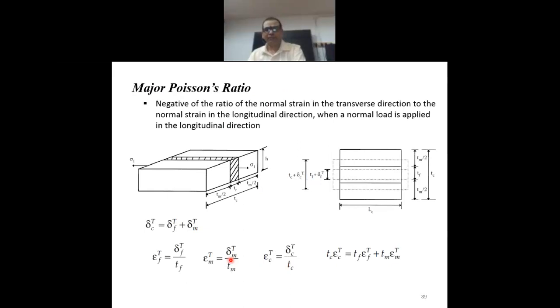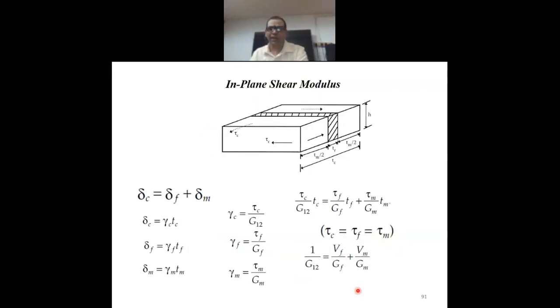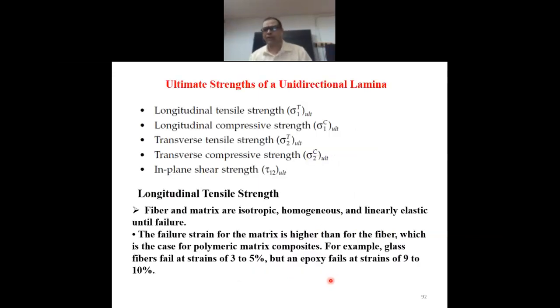In a similar fashion, we can find out the Poisson's ratio. This equation helps us to find the Poisson's ratio, right? If we carry out the exercise in a similar manner, we can find out the shear modulus G12. That also we can find out. Now we have found the elastic moduli E1, E2, nu12, and G12. Now, how to find the strength? For example, longitudinal tensile strength, longitudinal compressive, transverse tensile, transverse compressive, and in-plane shear strength. So 5 strengths we have to find out.